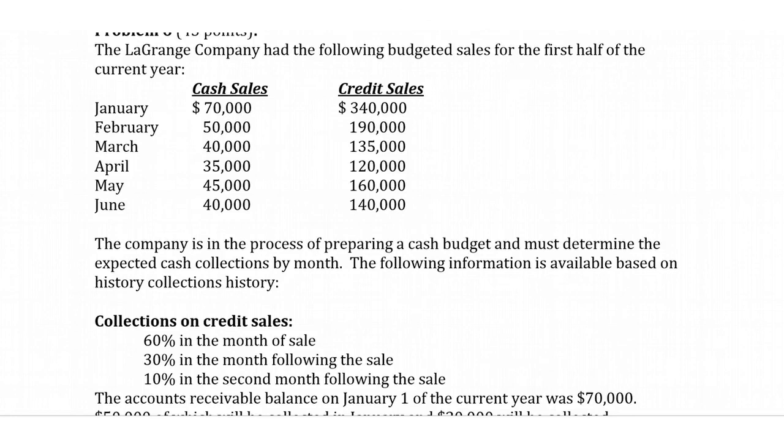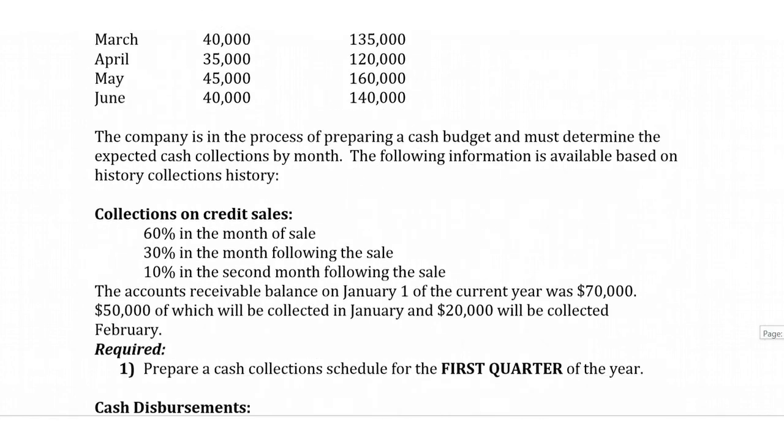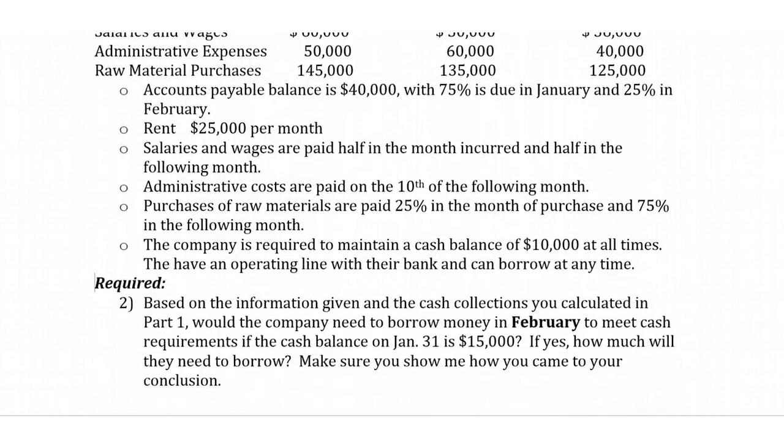Okay, so this is problem 6. We're going to look at part 2, which is, scroll down here a little bit. I've put it down at the bottom. Based on the information given and the cash collections you calculated in part 1, would the company need to borrow money in February to meet the cash requirements if the cash balance on January 31st is $15,000? So it means our beginning balance in February is $15,000.